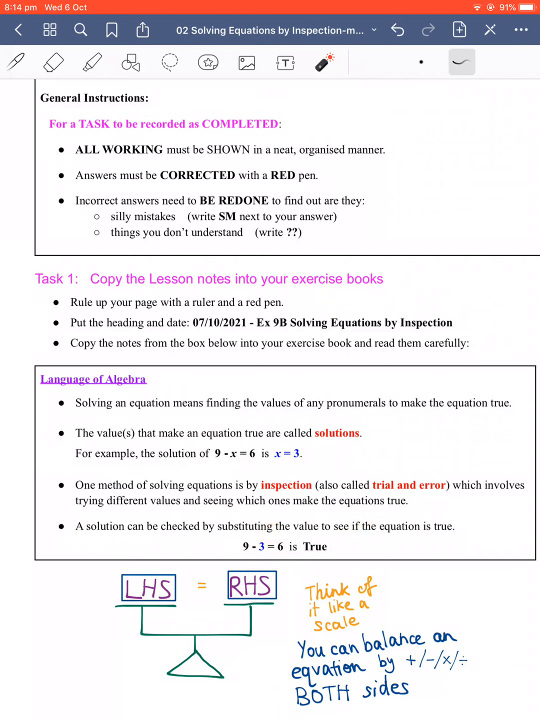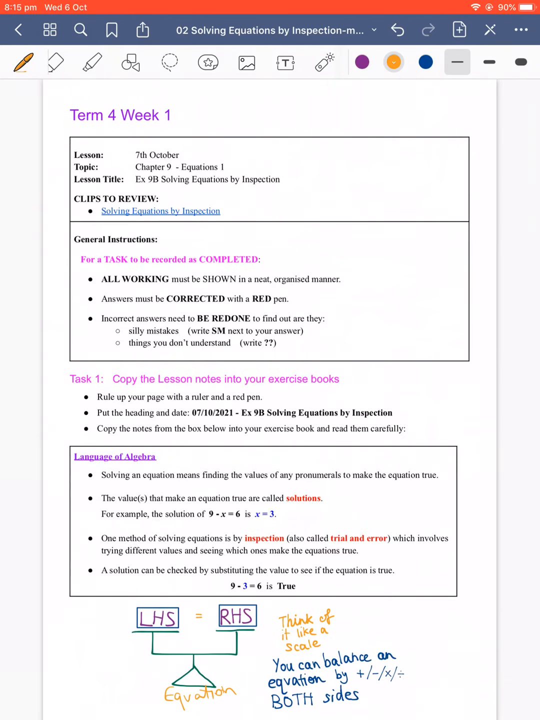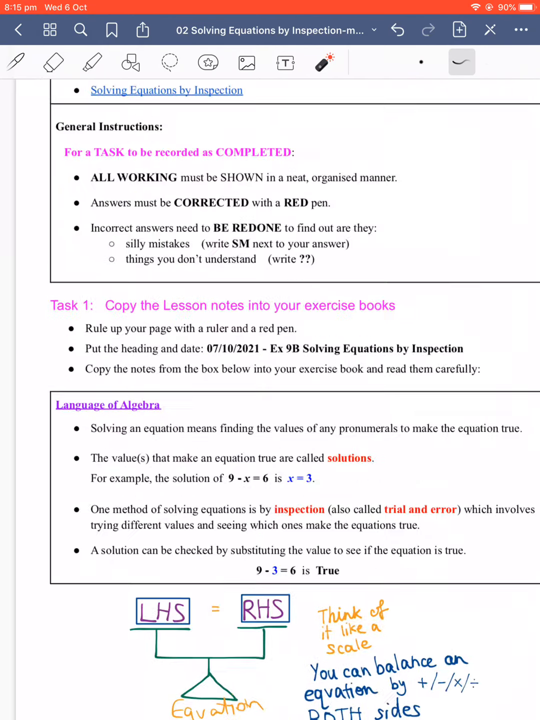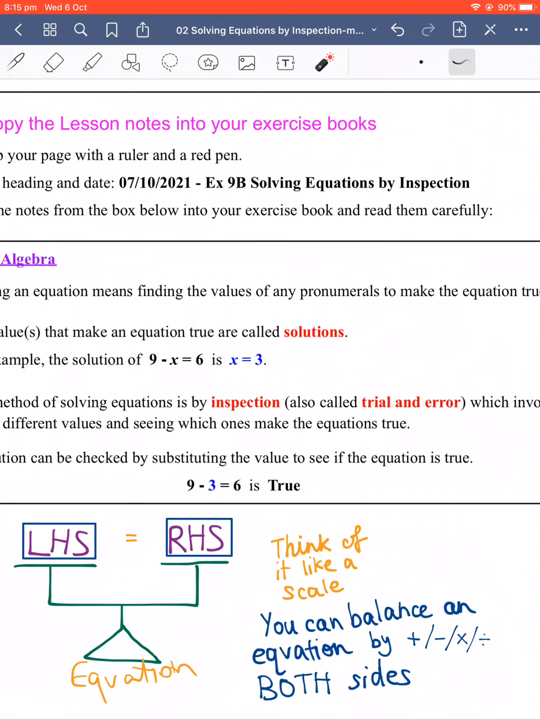When you are approaching these questions using this method of inspection, I want you to think a little bit more about having your equation. This is your equation. Let's just write equation so we know what we're talking about. So we have our equation, and essentially we have our left-hand side and our right-hand side, and think of it a little bit like a scale. So our left-hand side has to equal our right-hand side. And the cool thing about equations as well, you can balance an equation by doing these operations as long as you do it to both sides.